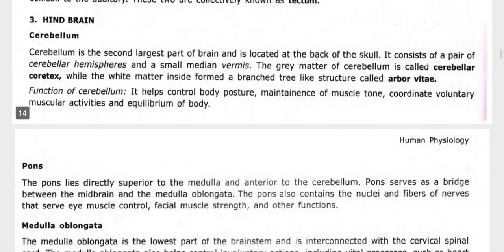Then the hindbrain region, the cerebellum. The cerebellum is the second largest part of the brain and is located at the back of the skull.